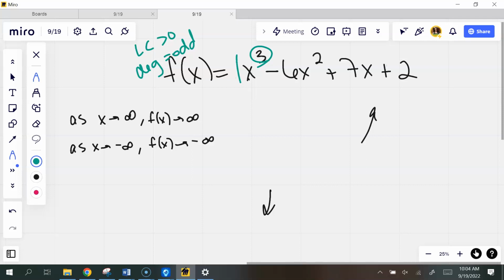So if it's odd, they go in opposite directions. You just have to determine if it's this way or this way. Positive means it goes positive, positive, negative, negative. If it's negative, it would be opposite. Right, it's a cubic.